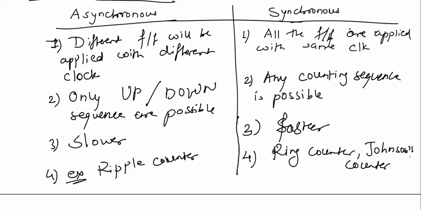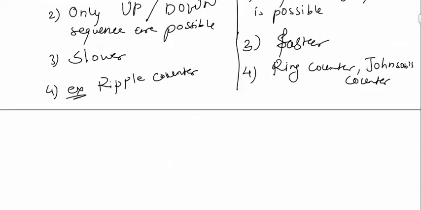Now we'll see first the asynchronous counter, the ripple counter. In the ripple counter, we know that all the flip-flops are applied with different clock pulses. We'll see the operation of a ripple counter. We know that this ripple counter, an asynchronous counter, can count in up and down sequence.